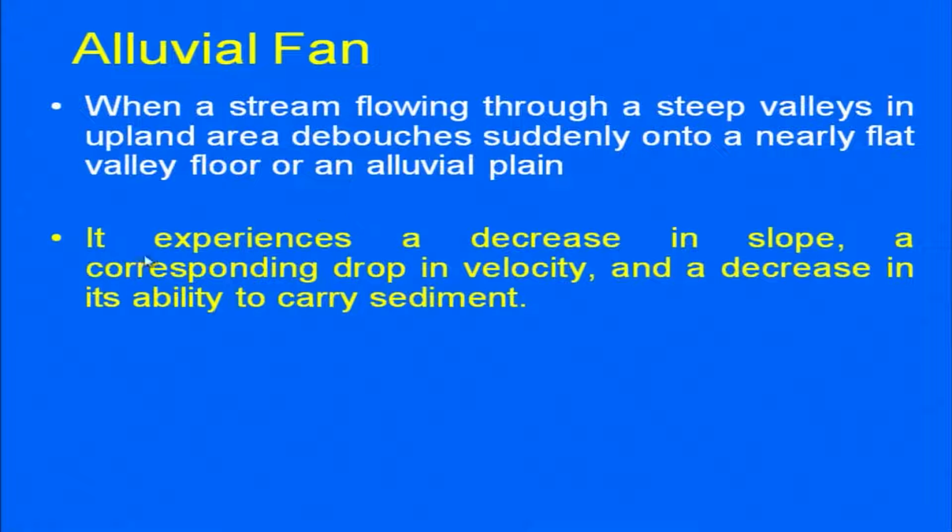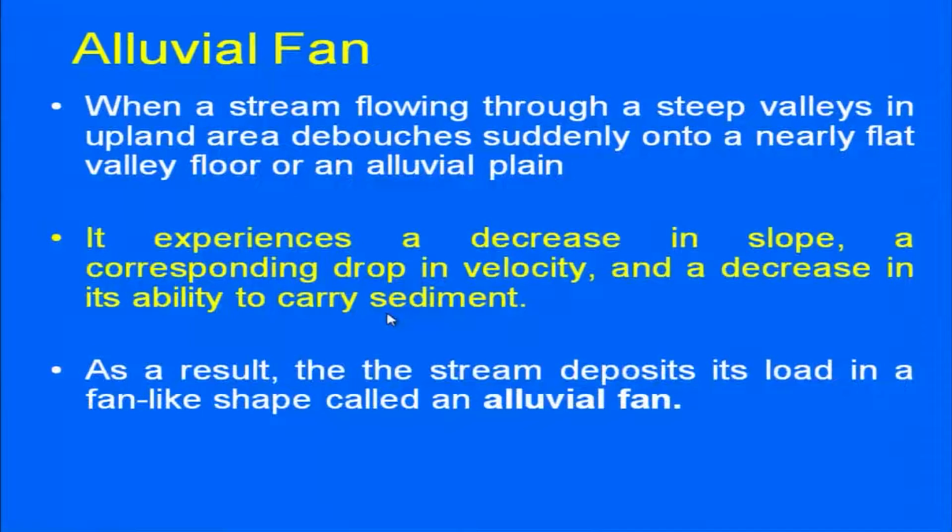This results in the formation of the alluvial plain, and this happens because the channel experiences a decrease in slope from steeper to very shallow or low angle. So, the gradient decreases and a corresponding drop in velocity is experienced, and a decrease in carrying capacity. This results in a sudden dumping of material. As a result, the stream deposits its load. It dumps all the load it was carrying from the steeper slope onto the flat surface, deposited in a fan shape, hence called an alluvial fan.